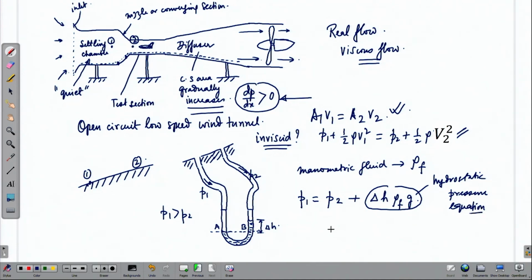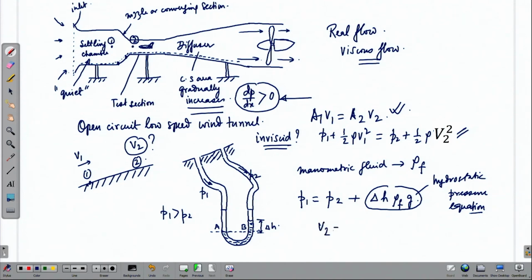H times rho times g. So, from here one can say that if you have knowledge about the velocity at any one particular section, let us say you know what the velocity is at section 1, then you can work out what the velocity at section 2 will be, or the point 2 will be.